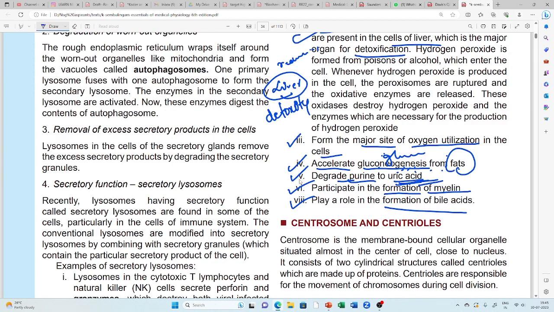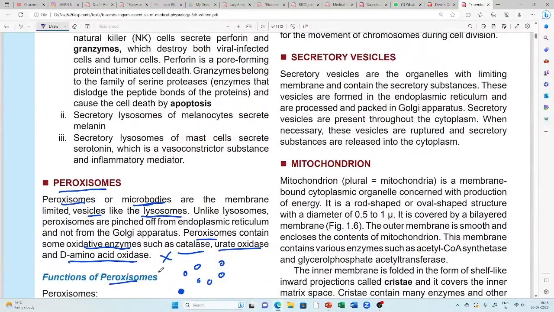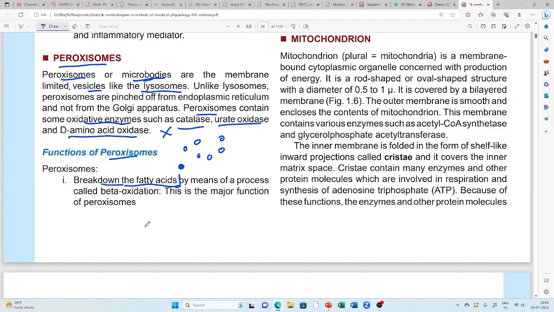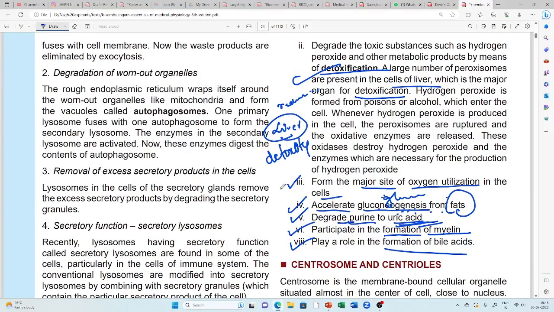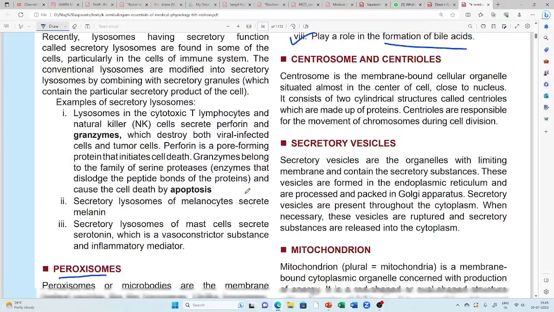Okay, these are the functions of peroxisome. Peroxisome is an organelle in the cell, almost similar to lysosome, and it is otherwise called a microbody. It has different functions like breakdown of fatty acids and detoxification in our body. Because of that, the liver contains many peroxisomes, and peroxisomes are the major site using oxygen in our cell. It increases gluconeogenesis from fat, it is helpful for the degradation of purine to uric acid, and it helps in the formation of myelin and bile acid. Okay, these are the functions of peroxisome.